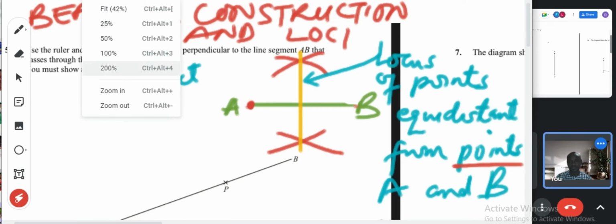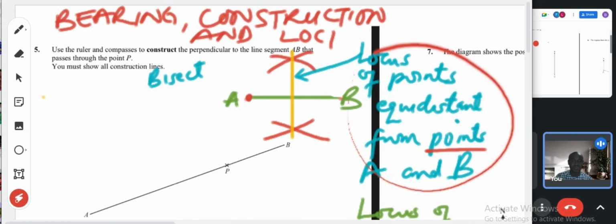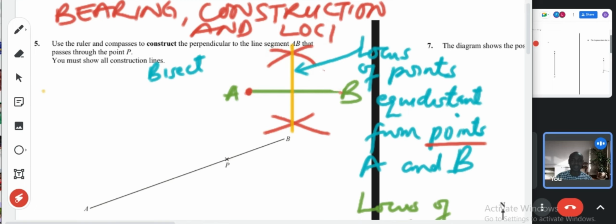Don't forget the first thing I said. If you have point A and point B, and you are asked to find the locus of point equidistant, or equal distance, from points A and B, you join A to B and bisect it. To bisect line AB, you place your compass at A, strike an arc, place it at B, strike the arc again, do the same thing at A, strike the arc below it, at B again, strike the arc and join. So this yellow line is the locus of point equidistant from points A and B.